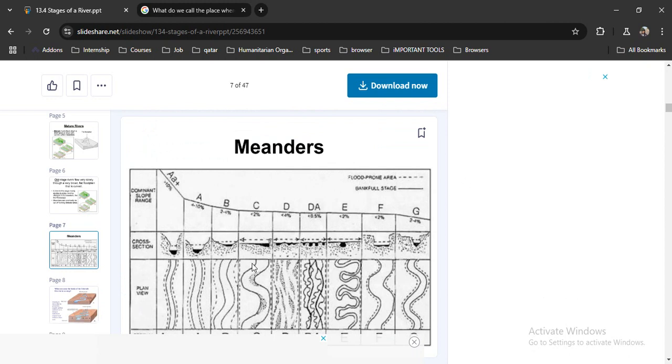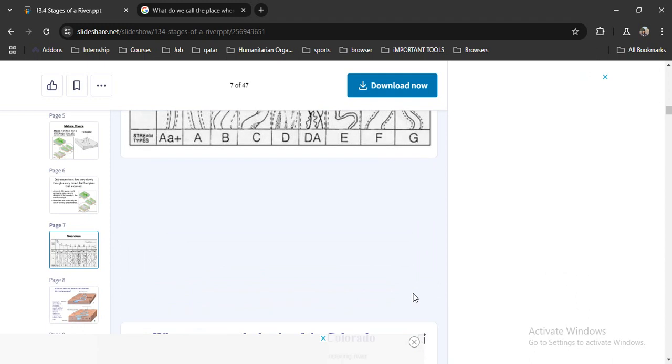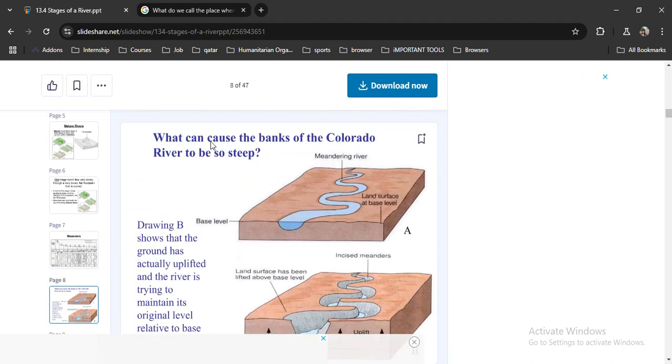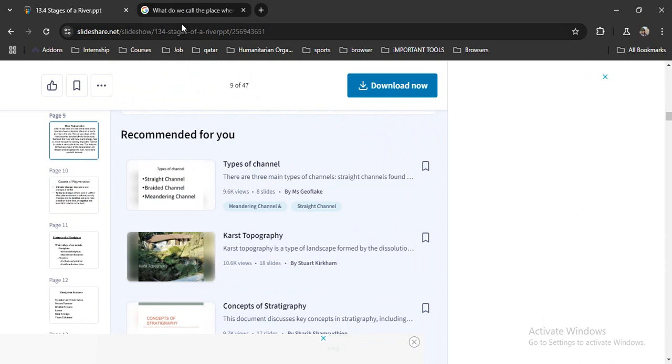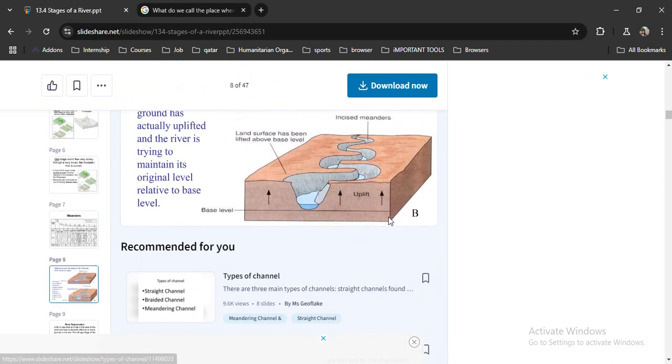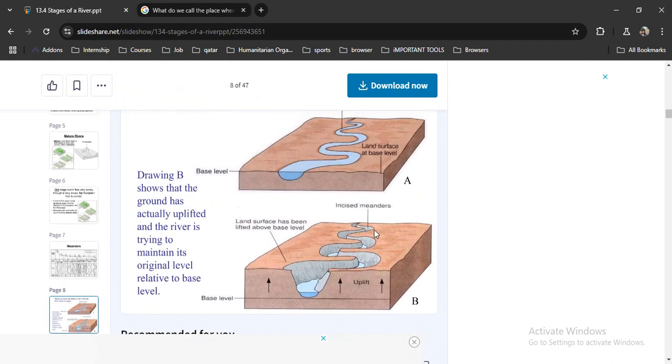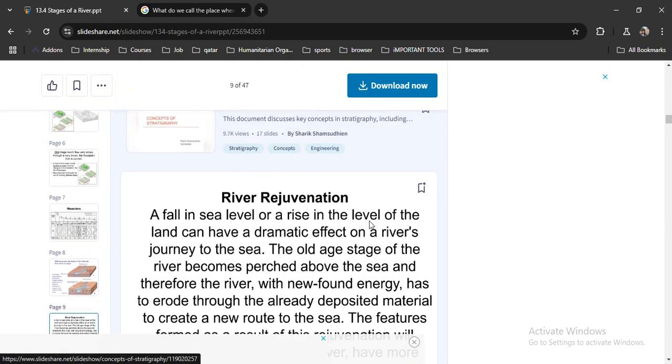There are a lot of meanders. Look at the meanders. Different kinds of meanders. What can cause the banks of the Colorado River to be so steep? Understood, three stages: young, mature, and finally the old stage.